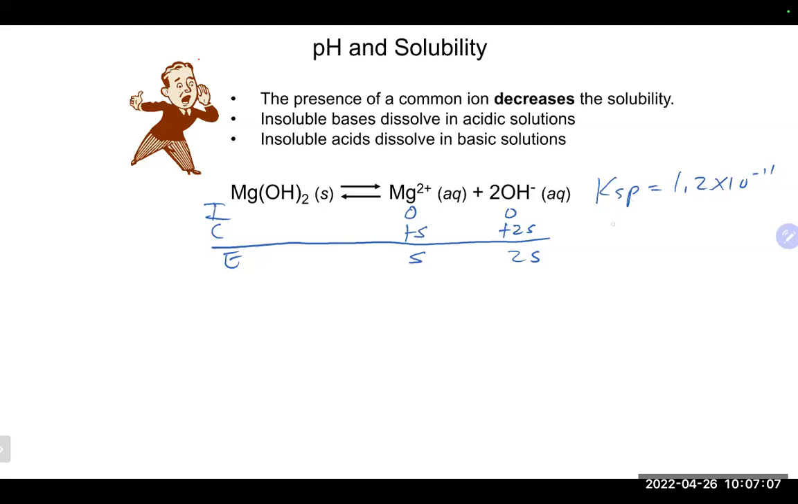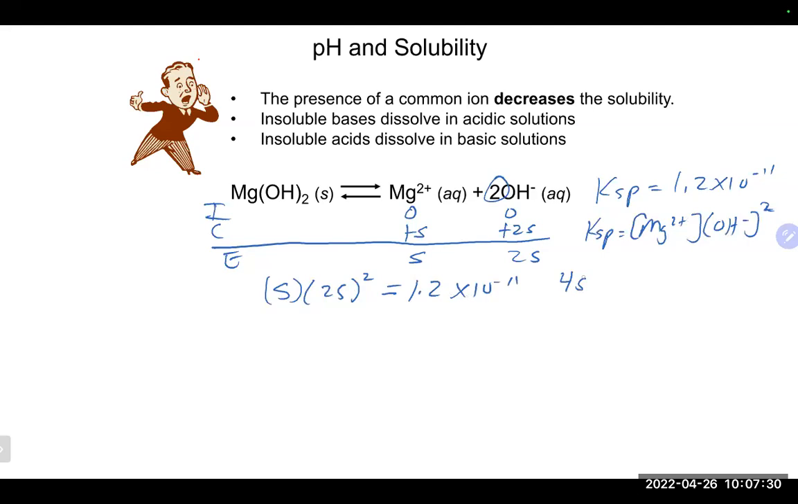This goes into our Ksp expression of the magnesium times the hydroxide, which again, we do need to square because of the 2 that is there, giving us S times 2S squared is equal to 1.2 times 10 to the minus 11. That essentially becomes 4S cubed is equal to 1.2 times 10 to the minus 11, squaring the 2 and the S in the second one there, and then multiplying it. If we solve it here, 1.2 times 10 to the minus 11 divided by 4.